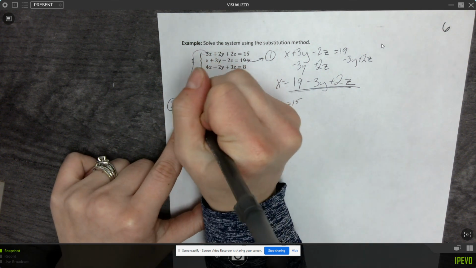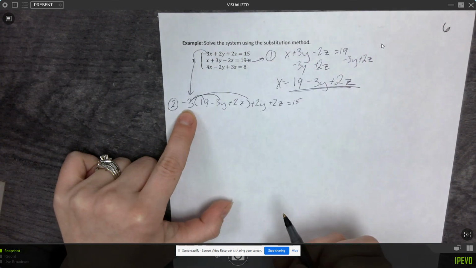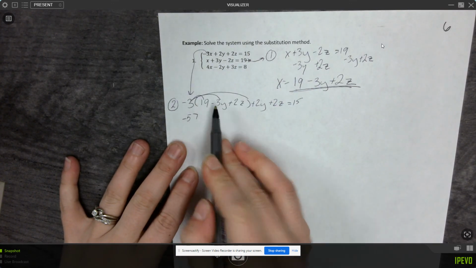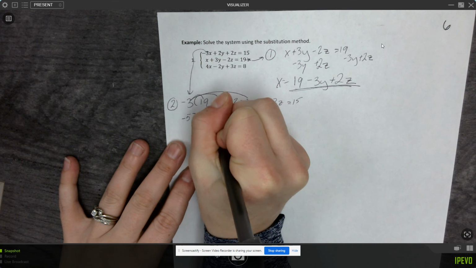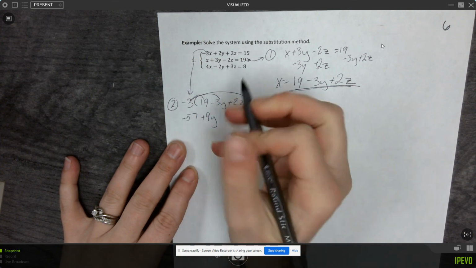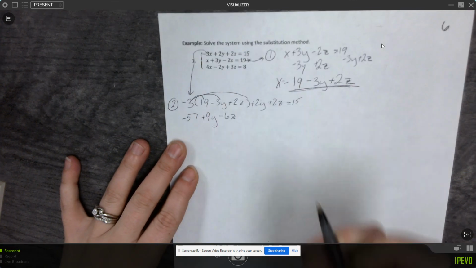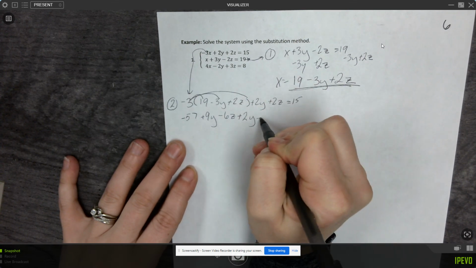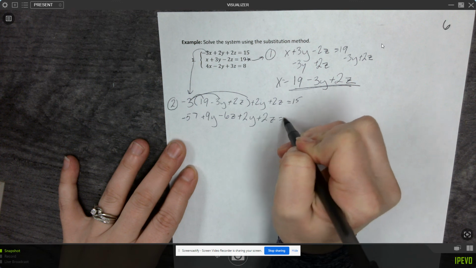So you're going to start with doing your distributing. Negative 3 times 19 is negative 57. Negative 3 times negative 3 becomes positive 9y. And negative 3 times 2 becomes negative 6z. And then just bring the rest down because there's no distributing. Plus 2y plus 2z equals 15.